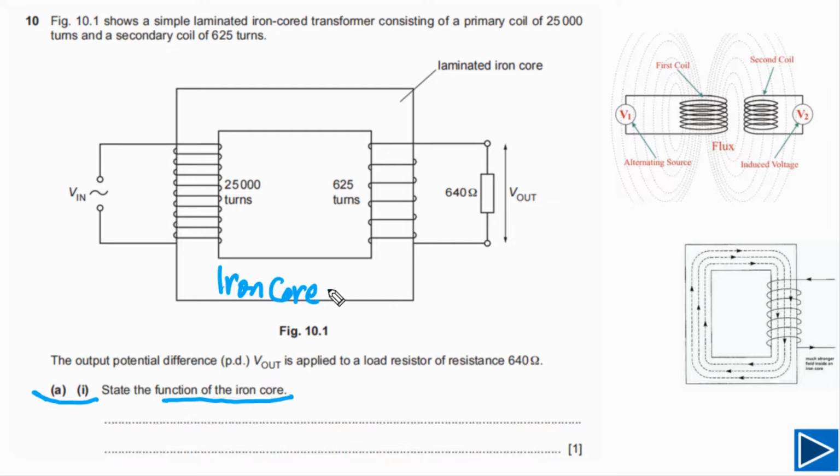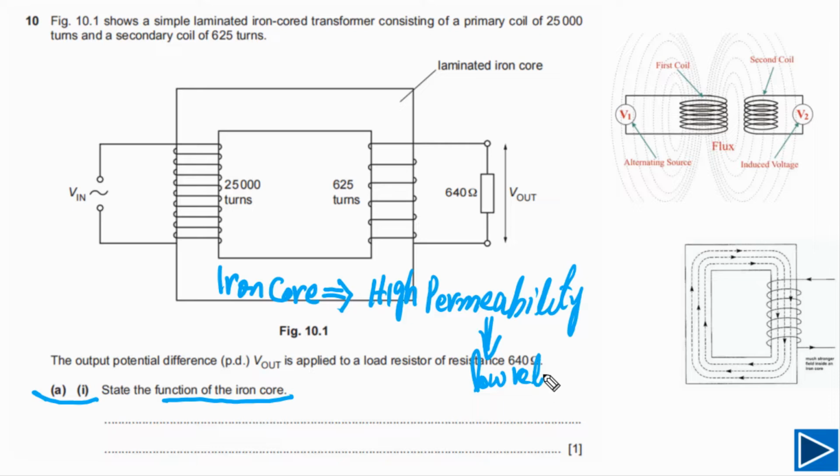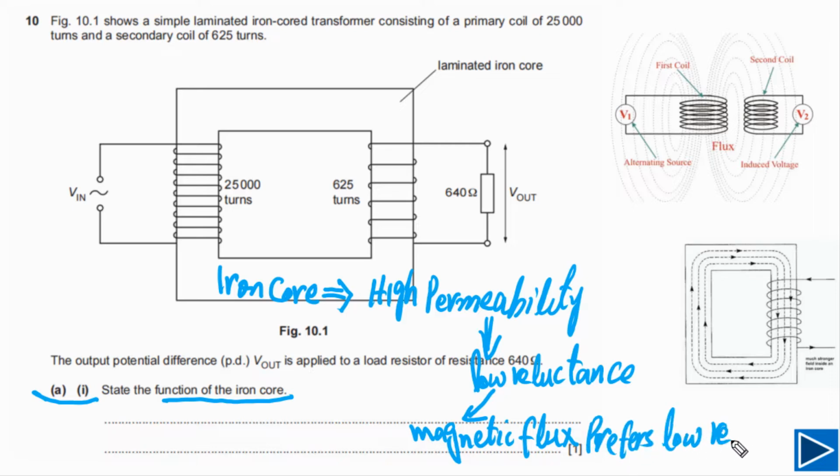So let's first of all try to understand some properties of iron. Iron has high permeability. High permeability means high value of mu naught. High permeability also means low reluctance. So iron has low reluctance. As iron has low reluctance, magnetic flux prefers a low reluctance path. So this is the main point you need to understand.